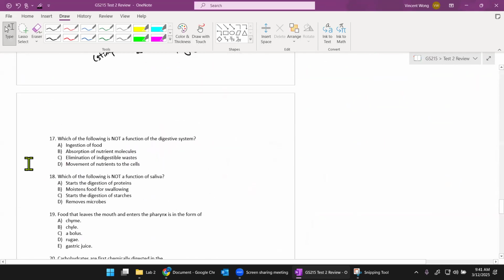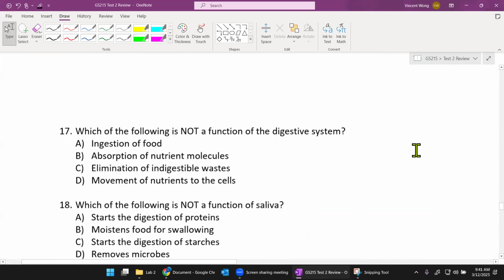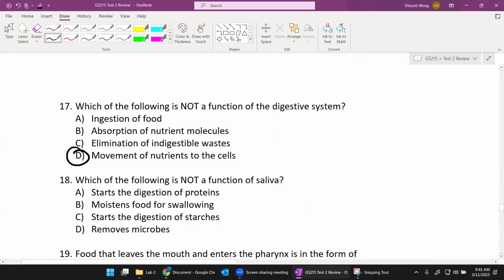Just a couple of questions for digestion. Let's go through them. Which of the following is not a function of the digestive system? Movement of nutrients to the cell. That's not really the digestive system. It's just, you know, basic active transport and passive transport.